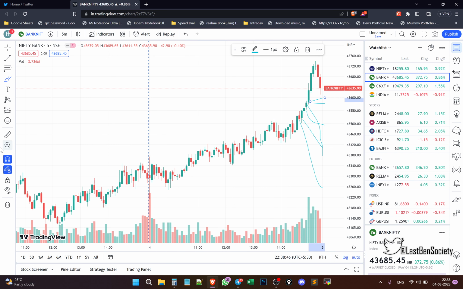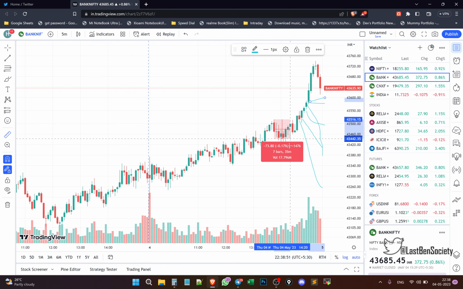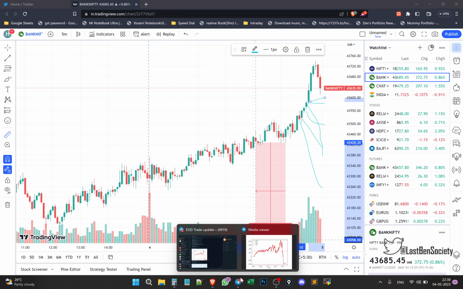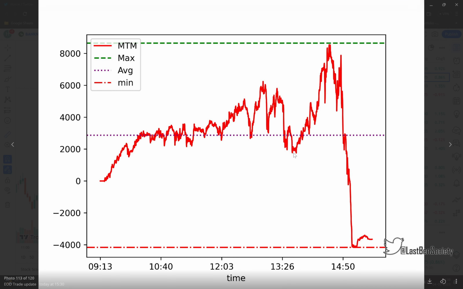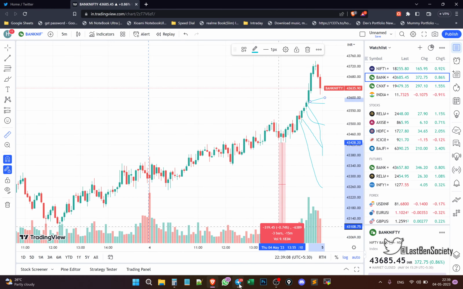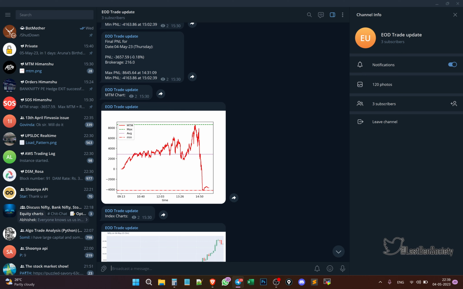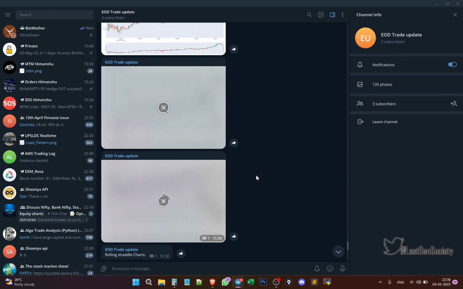Now see the sensitivity. The fall was of how many points? The fall was of only 90 points. In 90 points my PNL went from 2000 rupees to 8200 rupees. It was 8645 rupees at 14:31, and then the one-sided rise started to come, and it only ended at 4000 rupees negative.